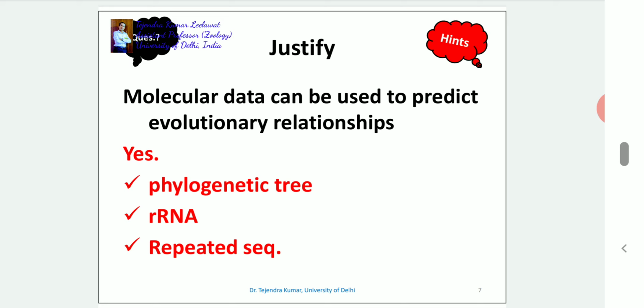So they show us the relatedness or relationship between those, and on the basis of these, orthologs and paralogs are also identified. So this molecular data, of course, can be used for predicting evolutionary relationship.